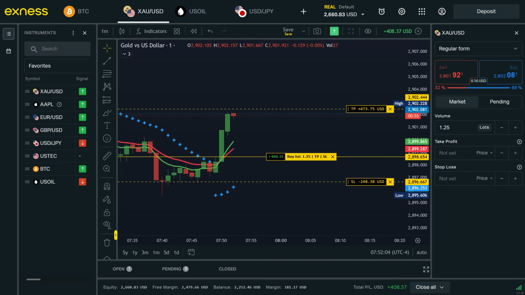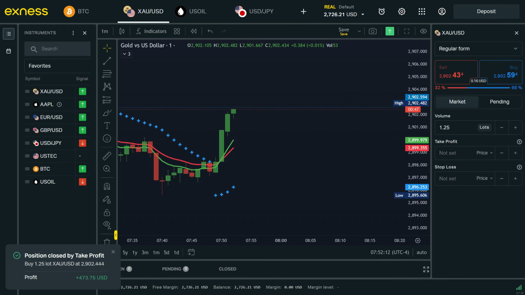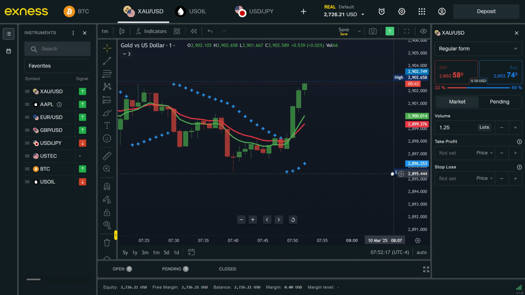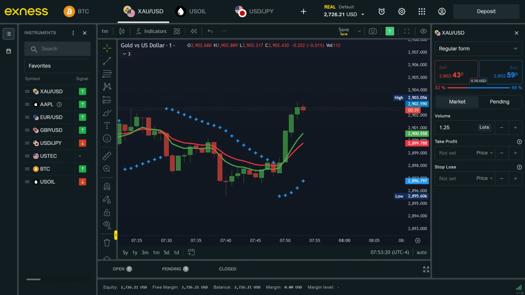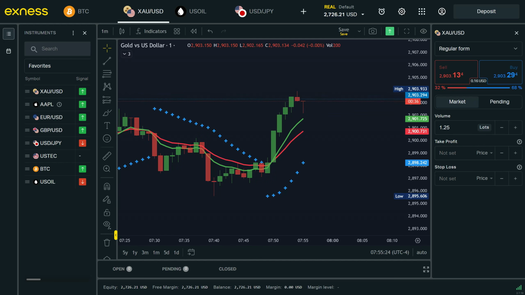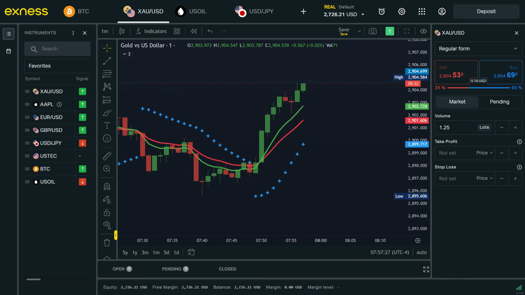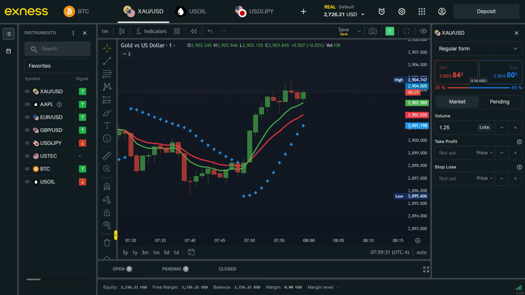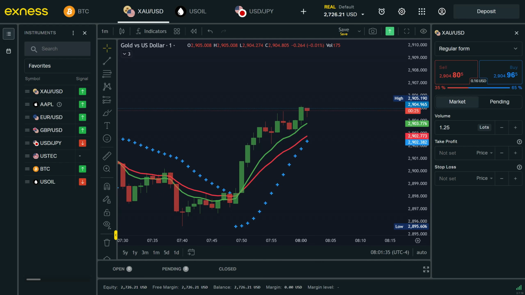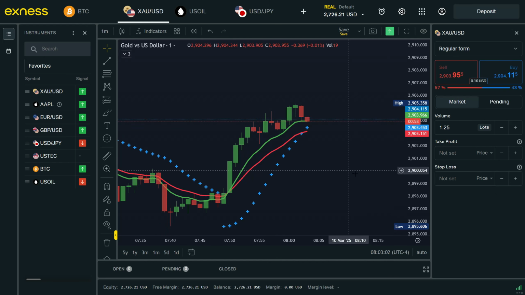Now, coming back to our trade, we're almost there. The price is moving closer to our target profit, and it looks like it's just a matter of moments before it hits the mark. And there it is. The trade has automatically closed, locking in a solid profit of $473. That's the beauty of having a well-planned setup with a clear entry, stop loss, and target. Once everything is in place, you let the trade do the work for you.